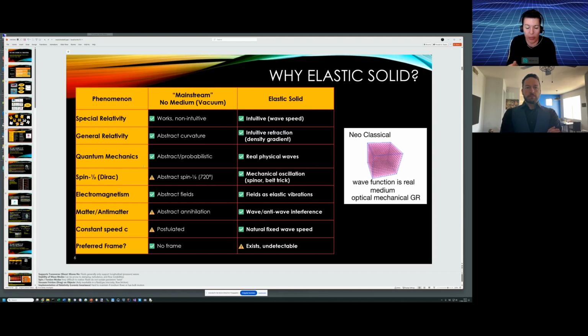Spin one-half, there's no explanation of what this is supposed to be. Matter and antimatter, it's kind of weird. Why would they annihilate if they're particles? There's no real explanation, right? And so a wave model can answer a lot of these questions in a really simple way, and it doesn't take much. The only thing we have to postulate, really, is that whether you want to call it vacuum or space, it is not empty. So there is something, which is very simple. It's just an isotropic elastic solid. And that's it. Everything else you can derive from that, basically.